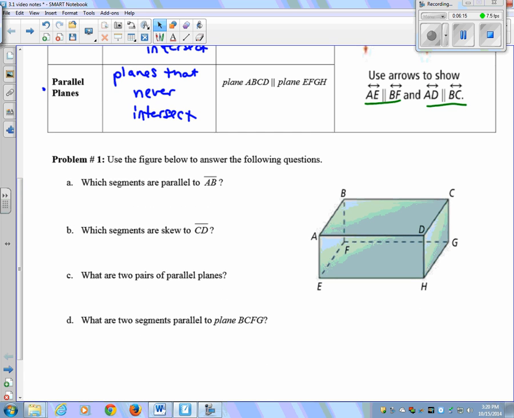Problem number 1, use the figure below to answer the following questions. Which segments are parallel to line segment AB? I'm going to have you pause the video now and try this on your own, and then come back and check your answers.